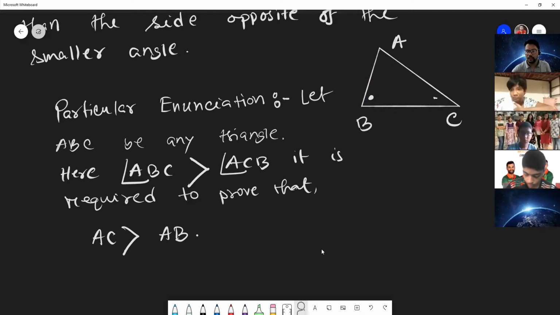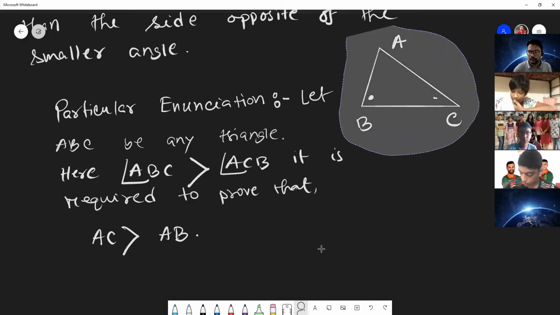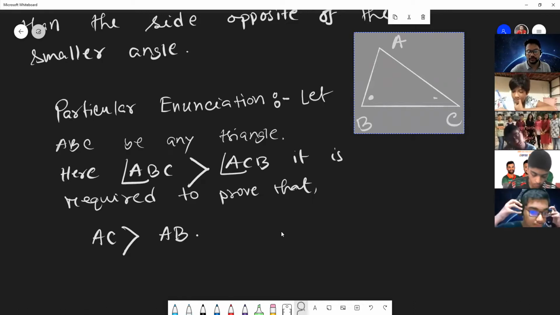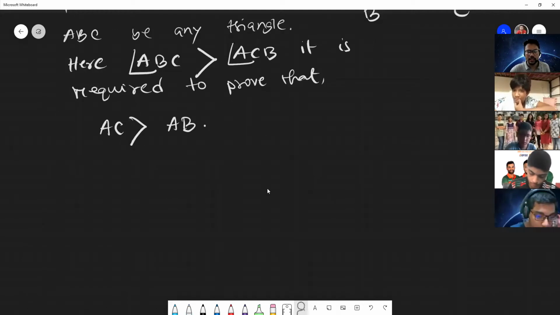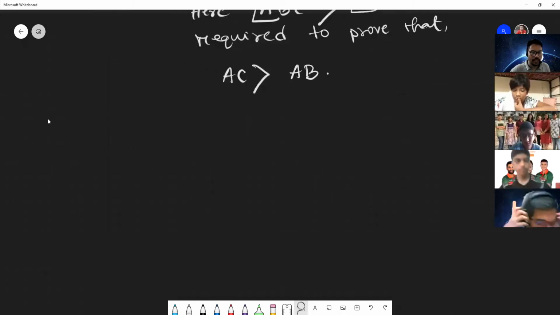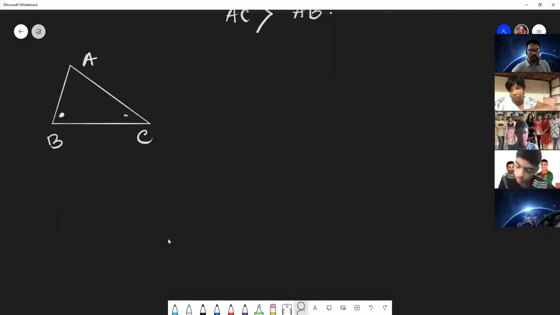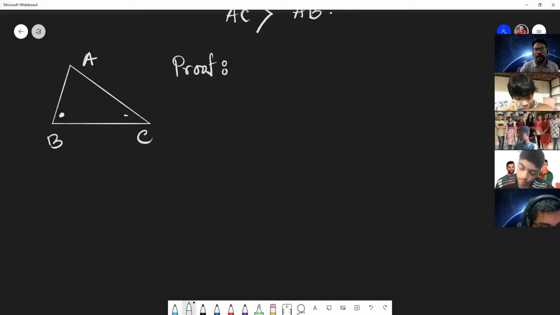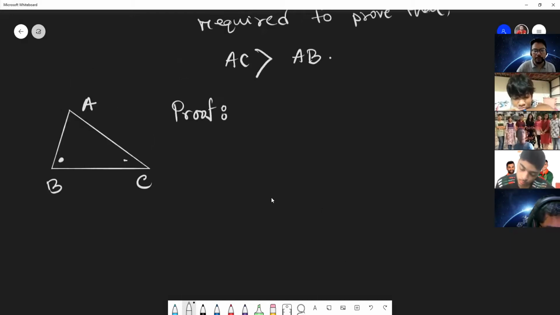Sorry, we can copy this figure again. Okay. Did you complete up to this, my dear students? Yes, sir. Okay. Now we can start the proof writing. Step by step, our requirement is to show here that AC is greater than AB.